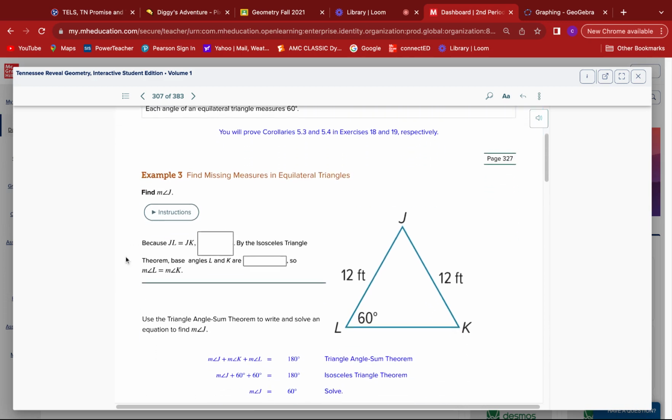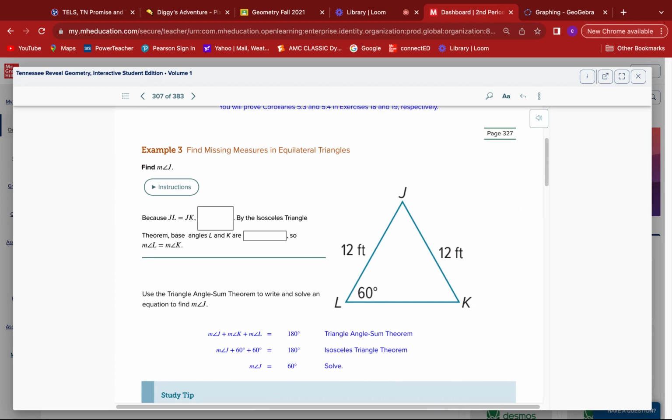All right, so let's get into it. Example number 3. Got to find the measure of angle J, which is your top angle, your vertex angle, if this were isosceles. But this says it's equilateral, which means this is an angle that's 60 degrees for L, K is 60, and that means J is going to be 60 degrees. All right, so that was an easy one, but let me see what they want here.